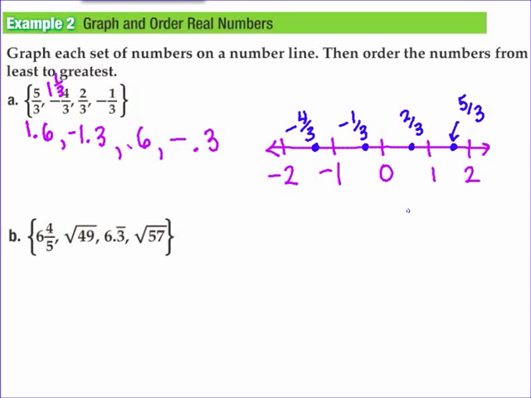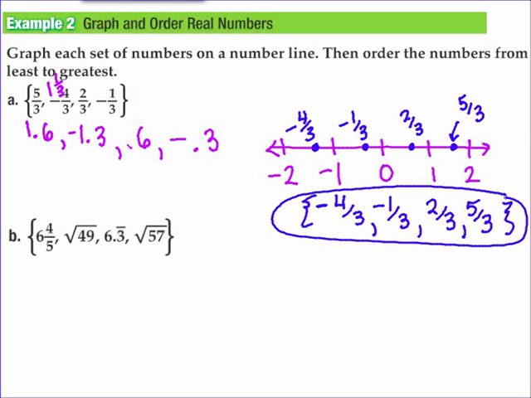So now what they want us to do is order us least to greatest. So least means which is smallest. So I'm going to do smallest to biggest. So all I'm going to do here, notice I've got to use the brackets just like they did here. I'm going to write -4/3, -1/3, 2/3, and then 5/3. So all I'm going to do is just write the numbers as I see them. Now if I wanted greatest to least, I would start on the right and go to the left.